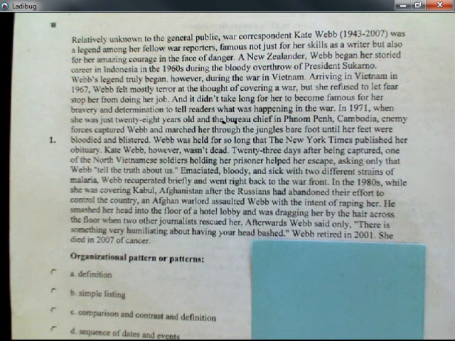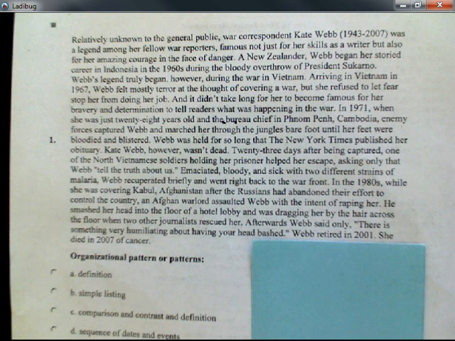Raise your hand if you put A. Raise your hand if you put B. C. D. The answer here, guys, is D. It is a sequence of dates and events. We also are going to call this what? Chronological order. Let's take a look at this for a second.